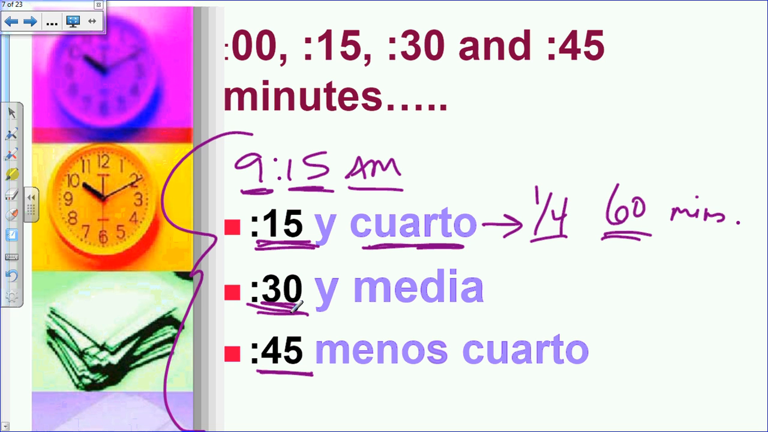Anything that ends in 30, we're going to say media. Señores, repitan, media. Media. This is essentially like half in Spanish, okay? 30 minutos. Si queremos decir 1:30, es la 1:30 de la mañana.